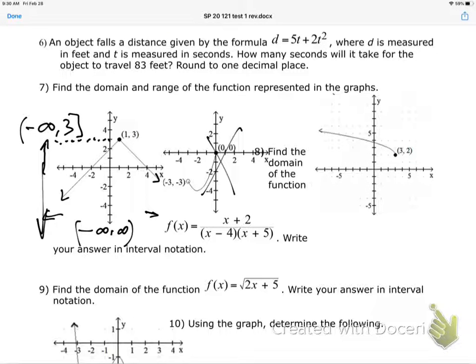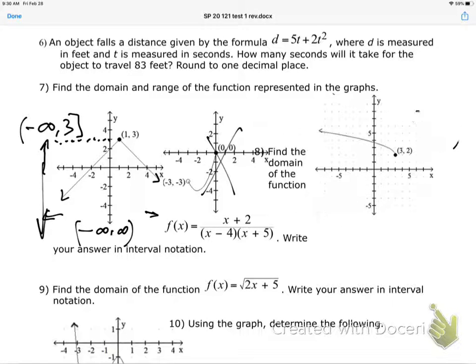How about this one over here? Okay, so again, this is the domain. So it's coming from negative infinity, and it only goes as far as positive 3. Okay, the range up and down, but it starts at 2 with a bracket and goes up to infinity. Okay, so domain and range.